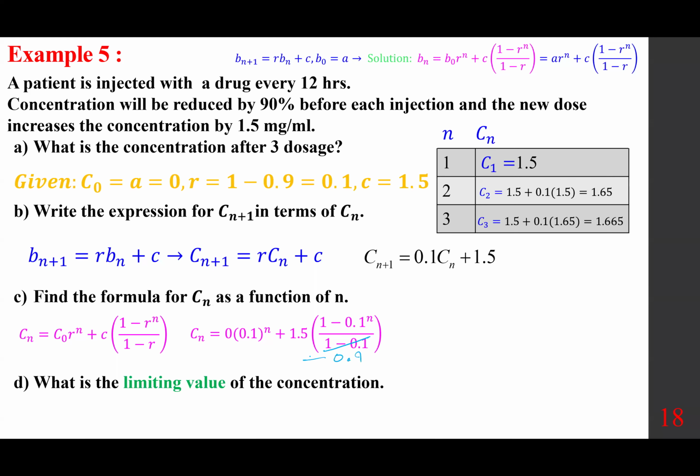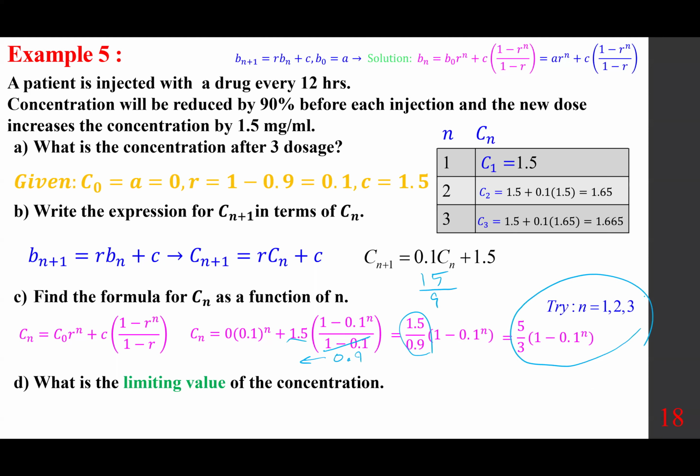This is 0.9, and we put it underneath 1.5, which is 15 over 9, or 5/3. If we choose n to be 1, 2, 3 in this formula, we get the table that we made up here. 1, 2, 3. You can try.